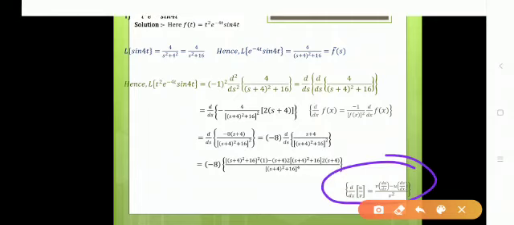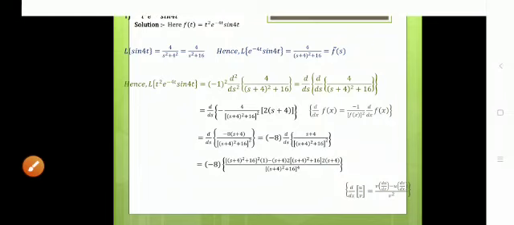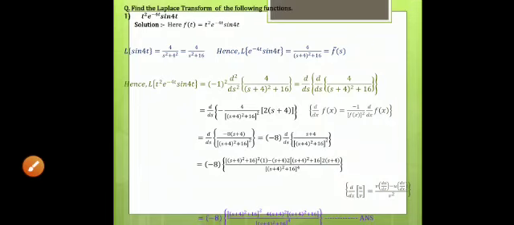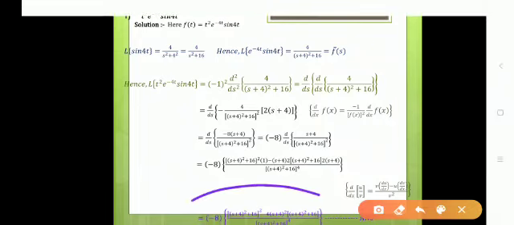Applying this rule with u equal to s plus 4 and v equal to (s plus 4) square plus 16, whole square. So applying this one, we get this term. On simplification, we get this term as the answer for the Laplace transform of the given complete function.